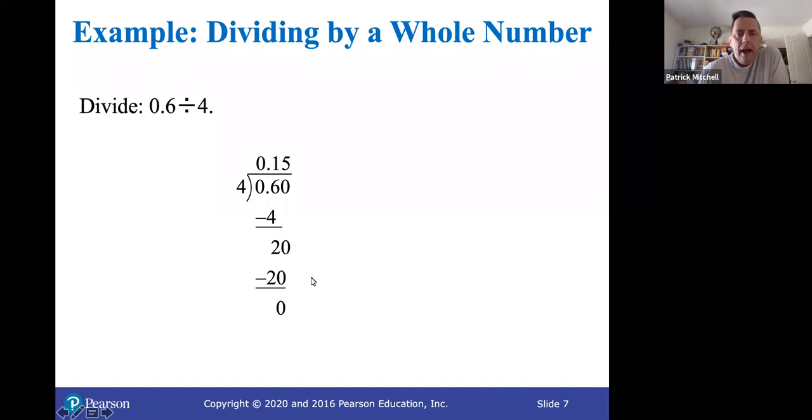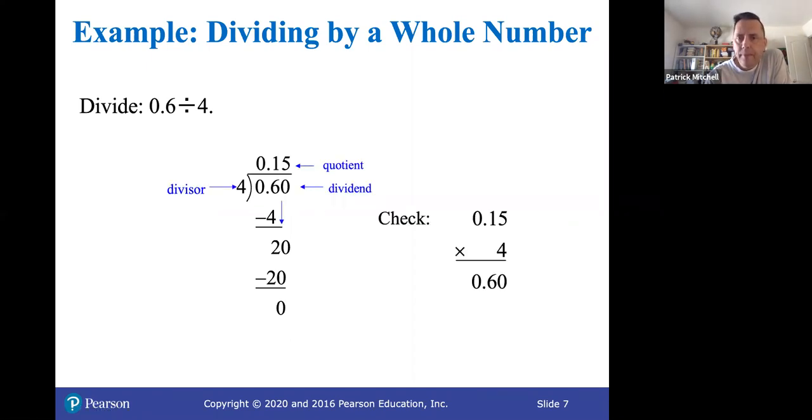Okay. And you could make this problem about money. If you had 60 cents and you were trying to divide it up among 4 people, each person would get 15 cents. And here is the check. Just like in the last one, you can multiply 15 hundredths times 4 and see that that comes out to 60 hundredths, which is the same thing as 6/10.